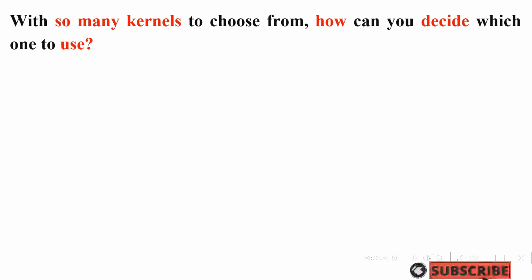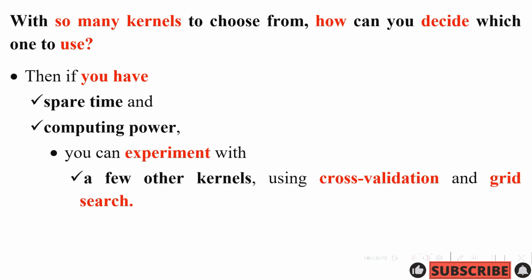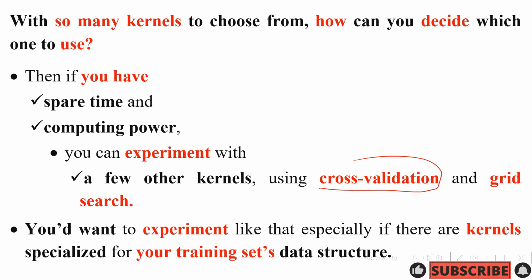Okay, so many kernels are there to choose from. How can we decide which one to use? If we have time and computing power, then we can experiment with a few other kernels using cross validation and the grid search method. You may want to experiment especially if there are kernels specialized for your training set's data structures. According to your situation, based on your time, your computing power and your experiments, you have to try different types of kernels. Okay, this is about the Gaussian RBF kernel.